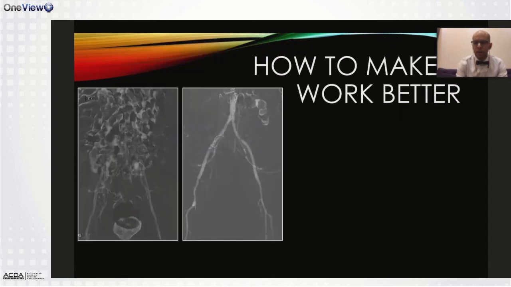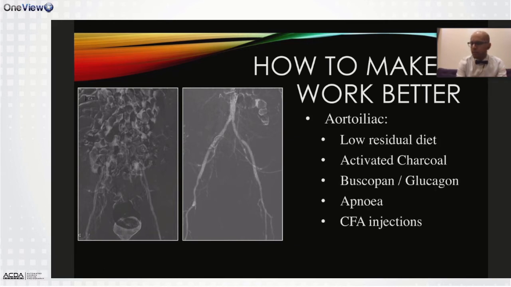Okay, so now I'll go through the rest a little bit faster. So here's an example of the aorta. On the left, a bad preparation and a bad image, and on the right, a very nice aortoiliac CO2 angiogram. So what are the main factors to improve your CO2 for the aorta?